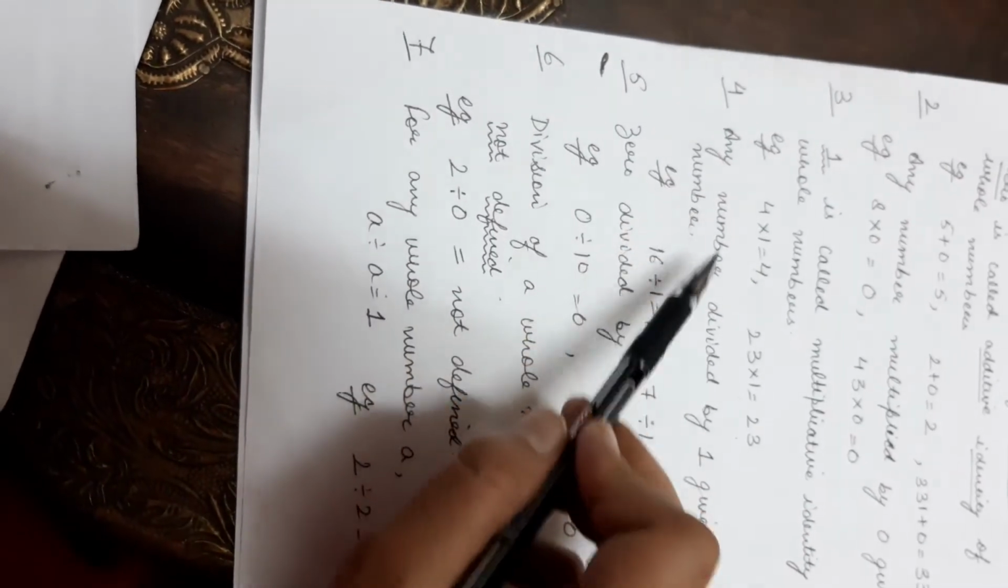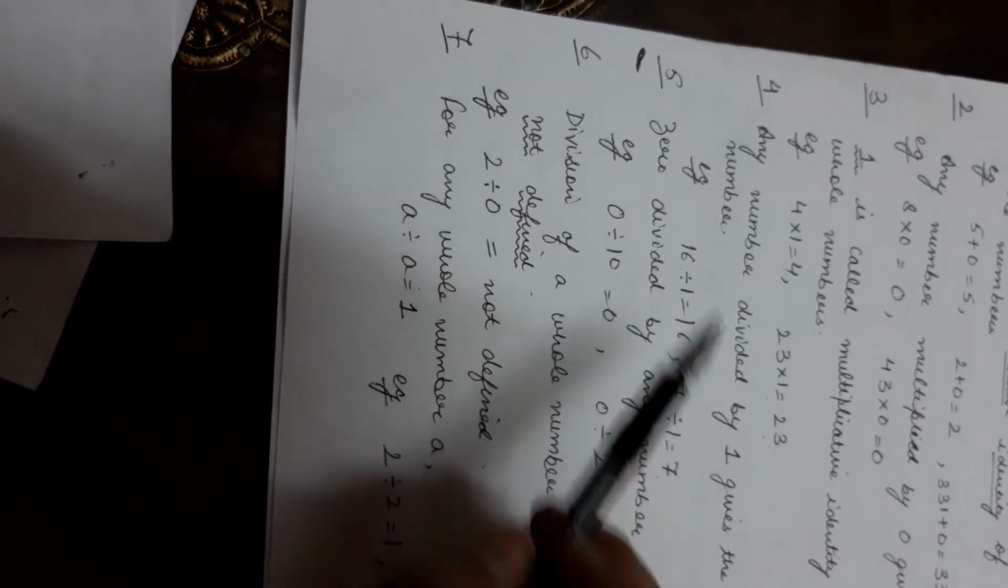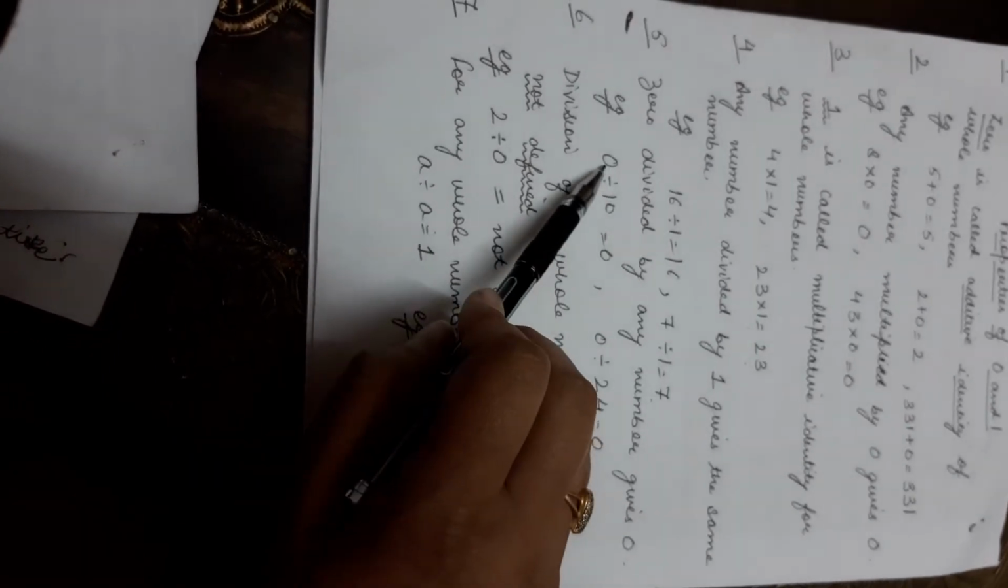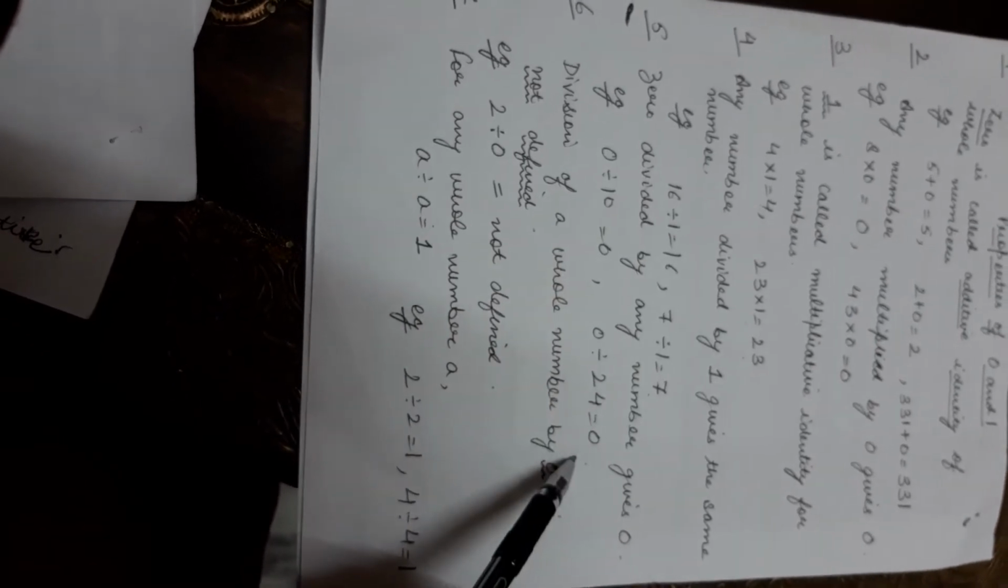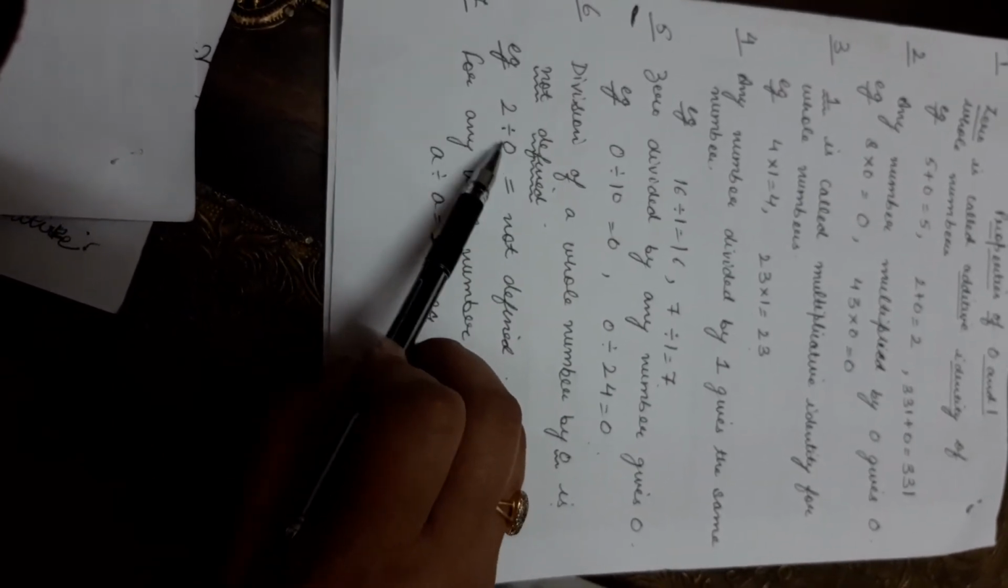Fourth property, any number divided by 1 gives the same number. So if I divide 16 by 1, answer is 16. 7 divided by 1, answer is 7. Fifth property is 0 divided by any number gives 0. Suppose 0 divided by 10, answer is 0. 0 divided by 24, answer is again 0. Sixth property is division of a whole number by 0 is not defined. So if 2 is divided by 0, answer is not defined. If 3 is divided by 0, again answer is not defined.